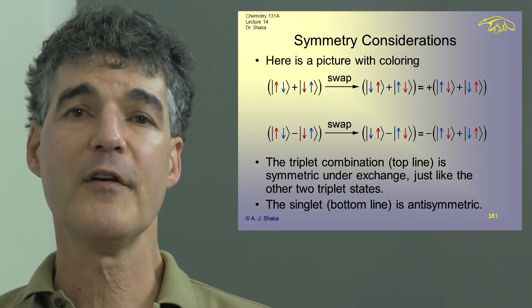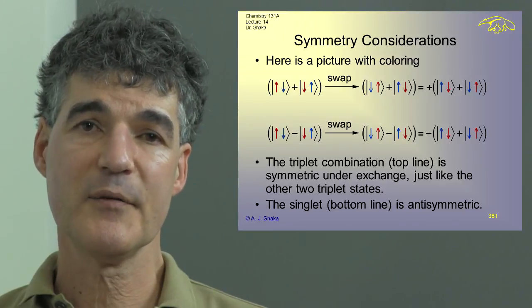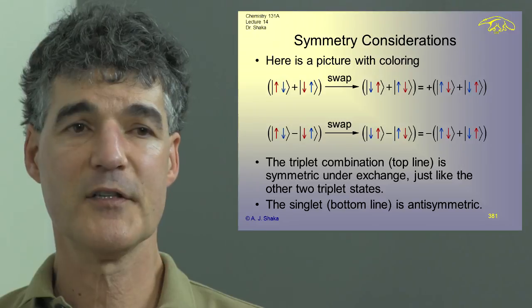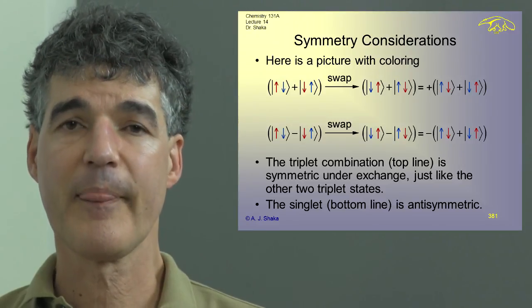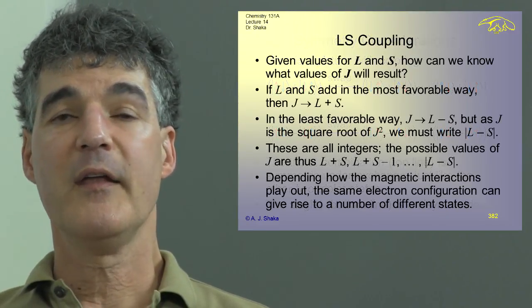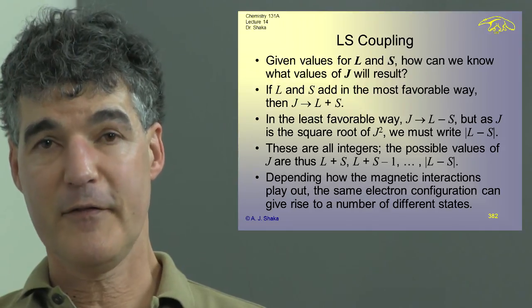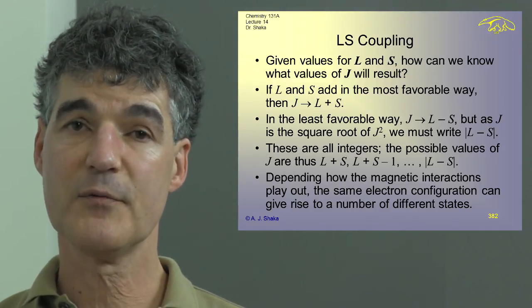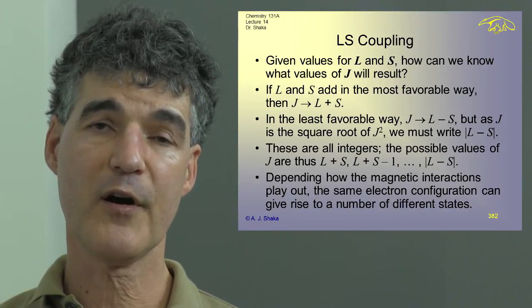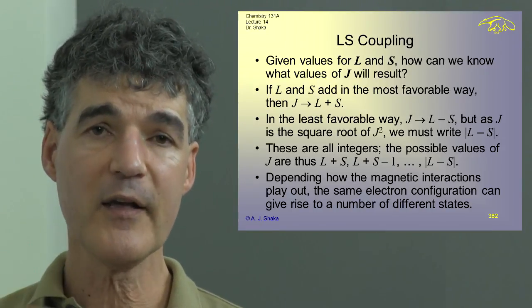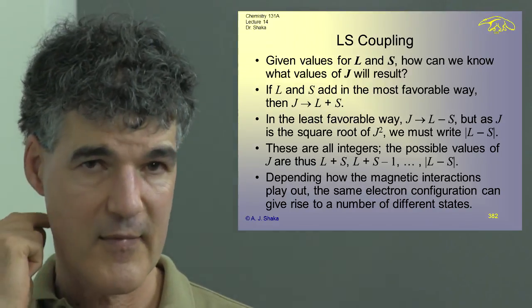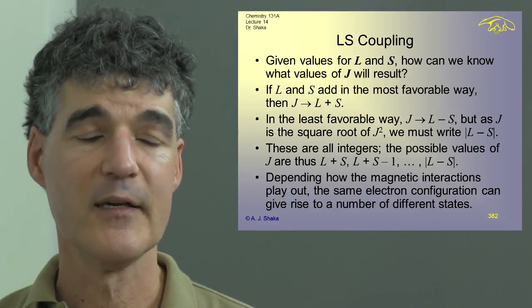So whether you're symmetric or anti-symmetric under exchange is a very important property. It's not just trivia. Okay, suppose then we have these values. We've seen we can take spin 1/2 particles and get s = 1, s = 0. We can do the same thing with L, and we can follow that through the same way.